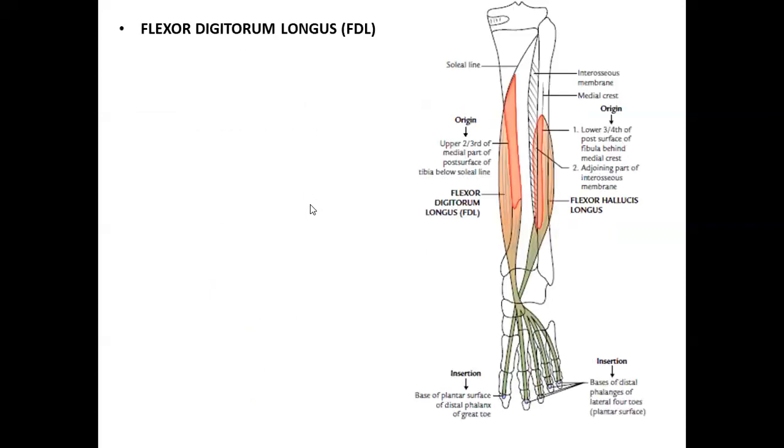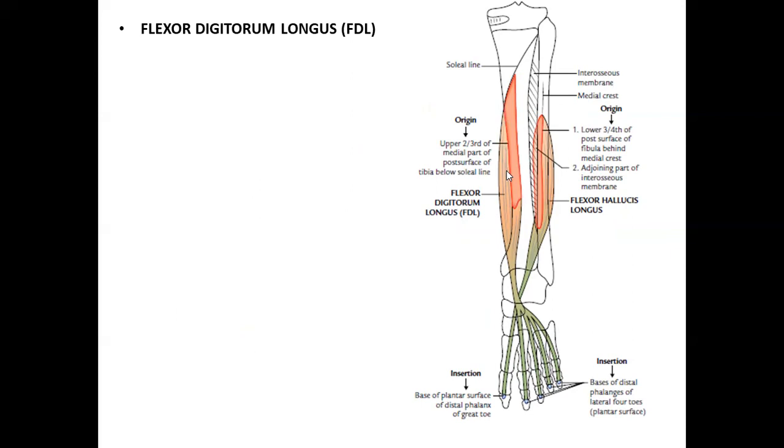ठीक है. Then another deeper muscle, that is the flexor digitorum longus muscle. The flexor digitorum longus muscle arises from the upper 2/3 of the medial part of the posterior surface of the tibia below the soleal line. Below the soleal line, हम surface of tibia को दो parts में divide करते हैं, एक medial part होता है और एक lateral part होता है. जो medial part है उसके upper 2/3 से हमारे पास flexor digitorum longus आता है.